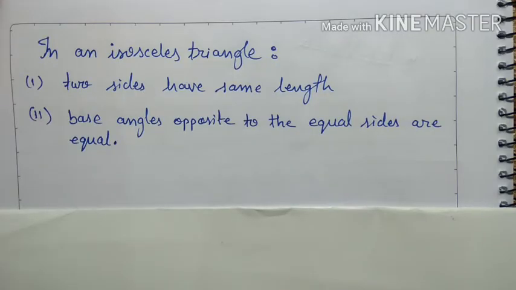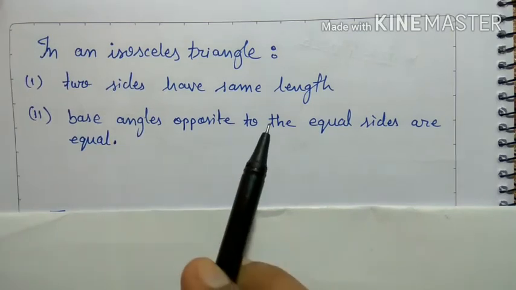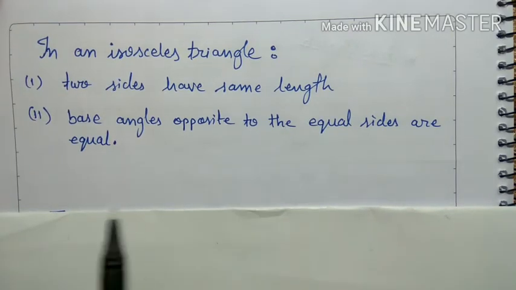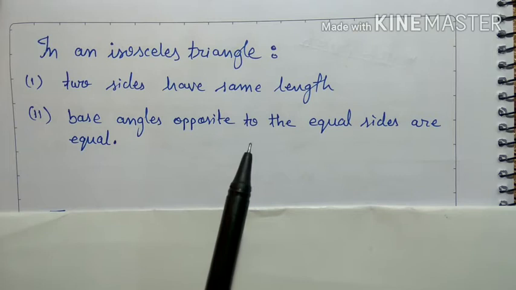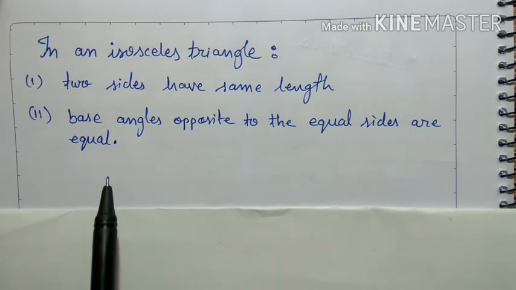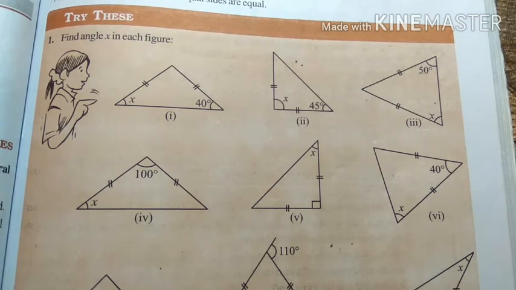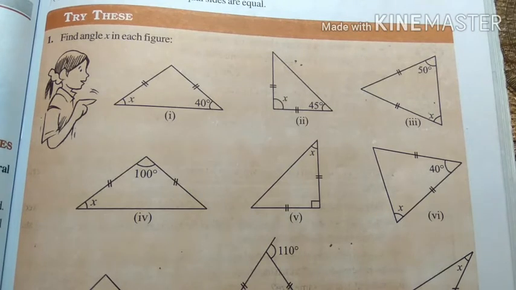So what we conclude is that in an isosceles triangle, two sides have the same length and the base angles opposite to equal sides are equal. Try these on page number 123. Question number 1 is: find the angle x in each figure.